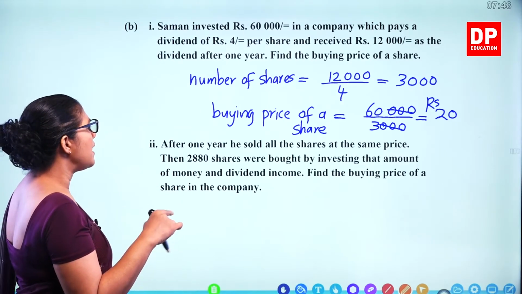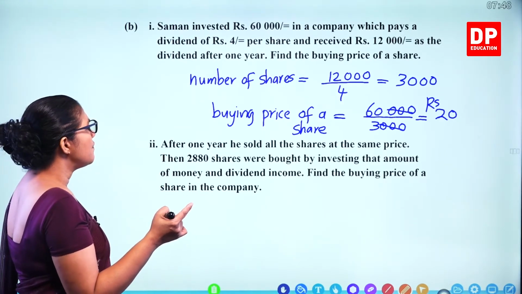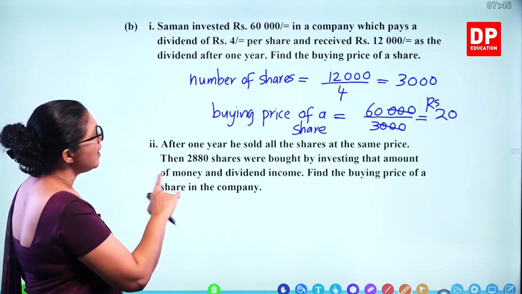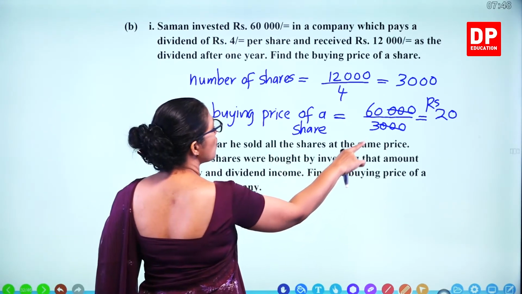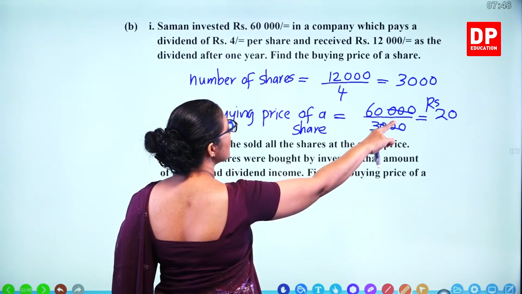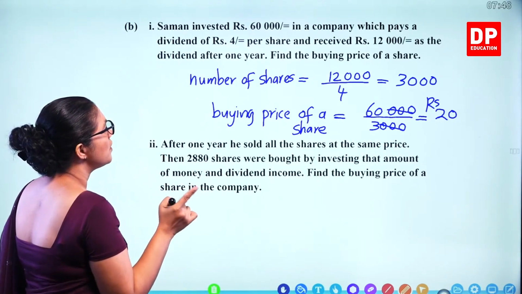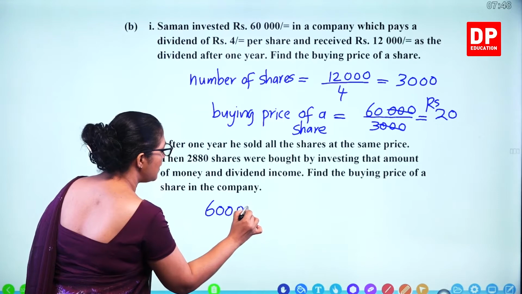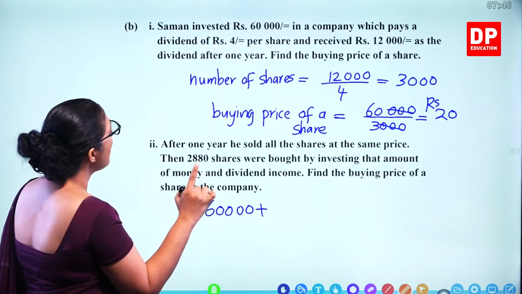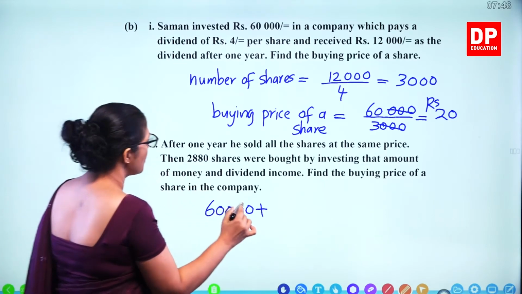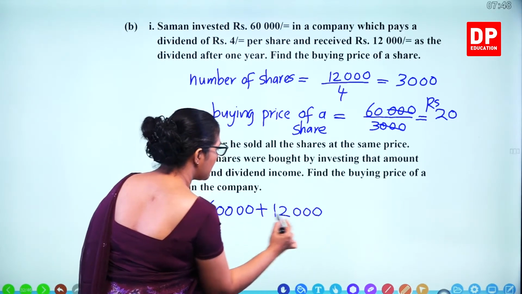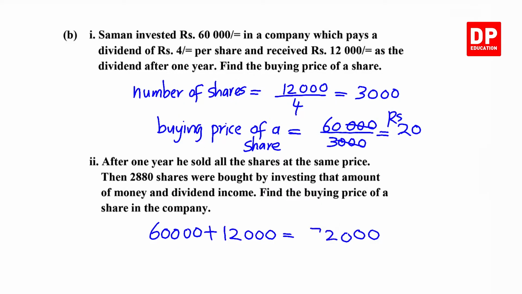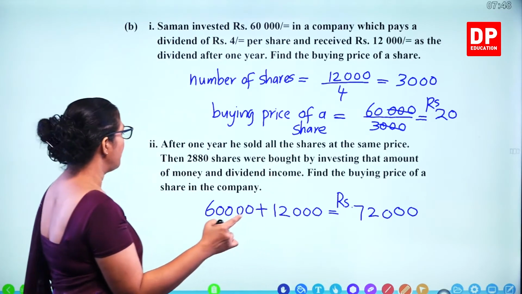Then 2,880 shares were bought by investing that amount of money and dividend income. Find the buying price of a share in the company. So again sold all his shares. So how many shares? 3,000 shares, each with 20. So same amount, 60,000. Plus, what's the dividend income? Dividend income is 12,000. So that's the invested amount. So what's the total? 72,000 invested in another company.